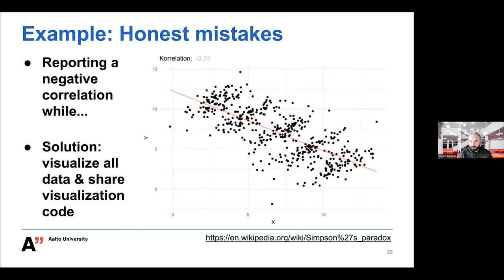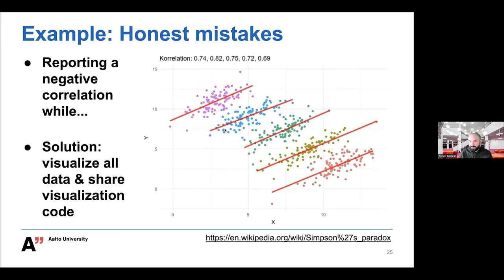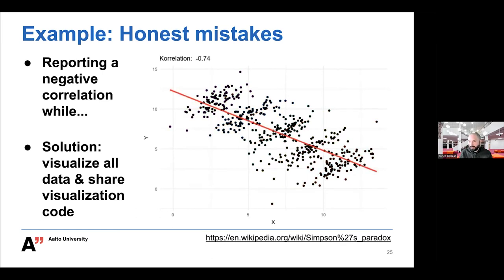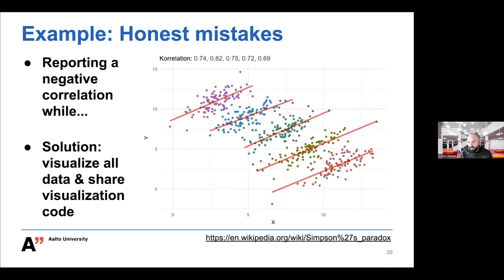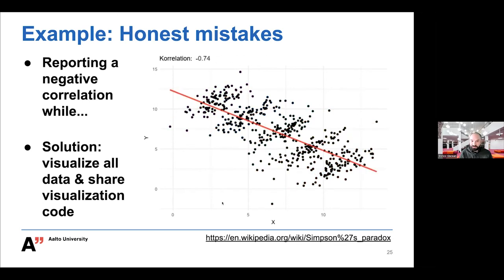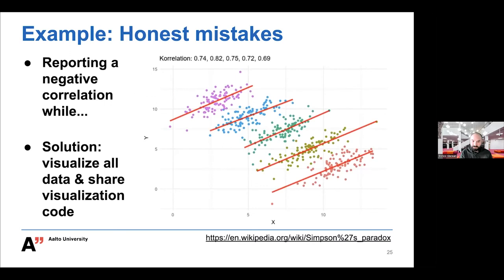And then some other types of paradoxes. This is the Simpson paradox. Again, if you don't visualize your data, you might think you have a negative correlation, but actually there's some stratification happening in the data, in this case five subgroups, that if one would analyze them separately, would actually find that there's a positive correlation between these two numbers.